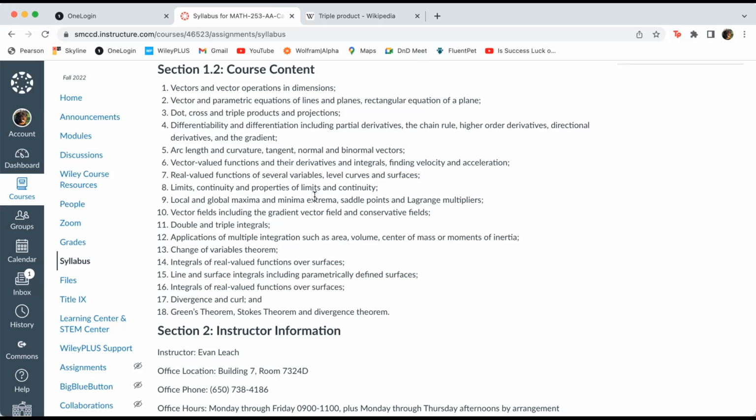More variables. Change of variables theorem. Did I phrase it that way? Not sure. We'll come back to that one. Integrals of real valued functions over surfaces. Dude, two spaces up, you just said double and triple integrals.